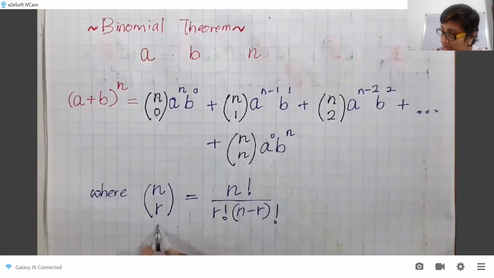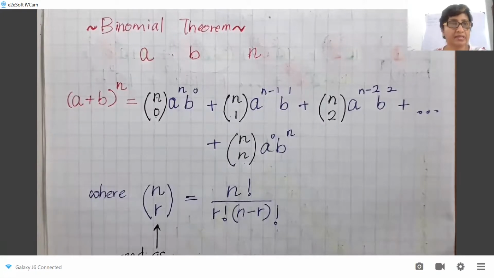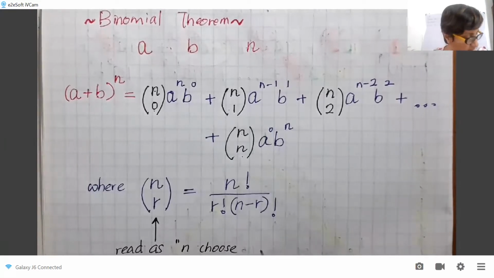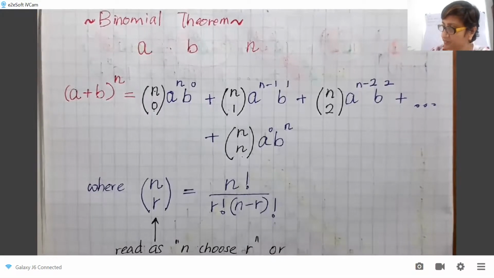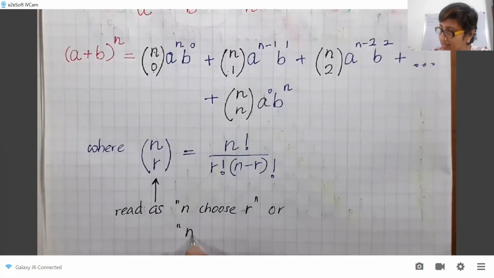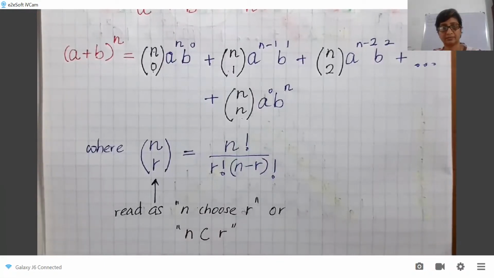And how do you read this notation? This is read as n choose r, or n c r. We say n c r.